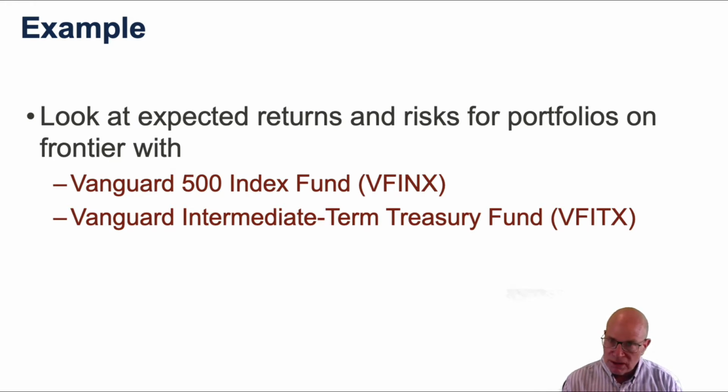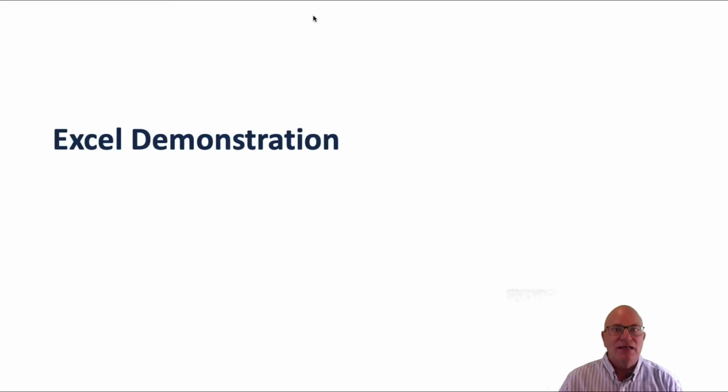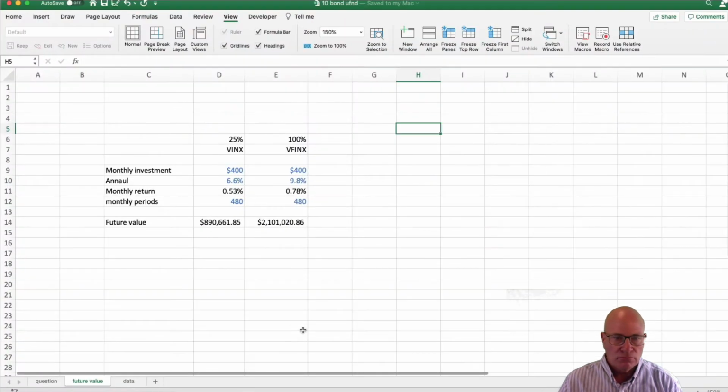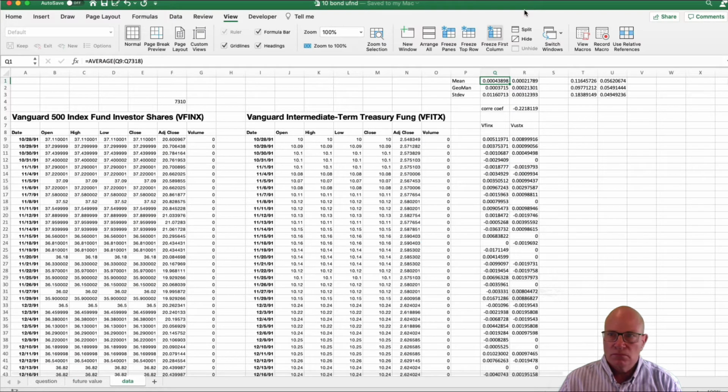What we're going to do is download data from Yahoo Finance, calculate the returns and risk of these two portfolios, the correlation coefficient, and see what that would look like in a portfolio model. I'm going to do that in an Excel demonstration. I'm now going to show you that Excel spreadsheet. It is linked in the video description of this module, and it's also on our Compass website.